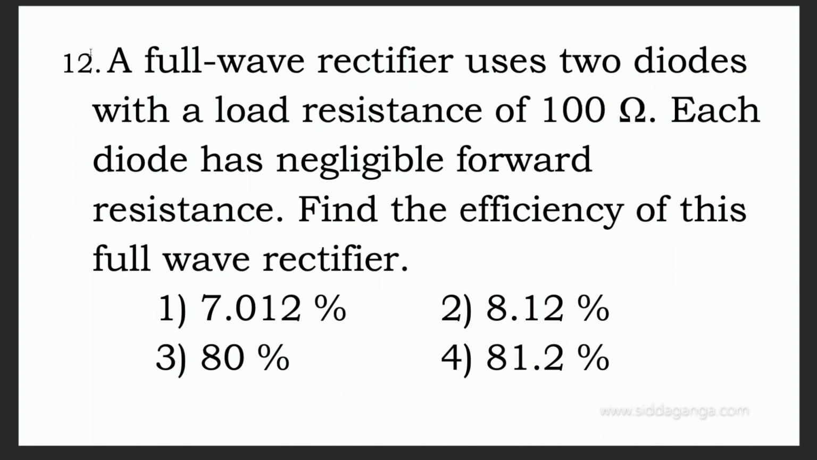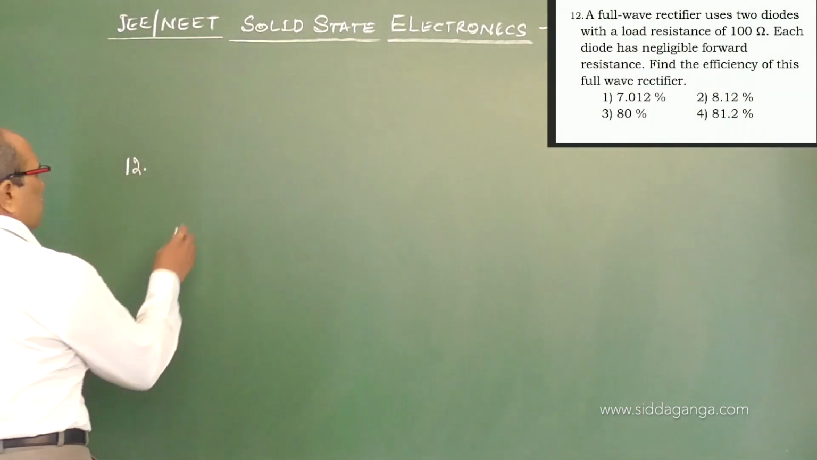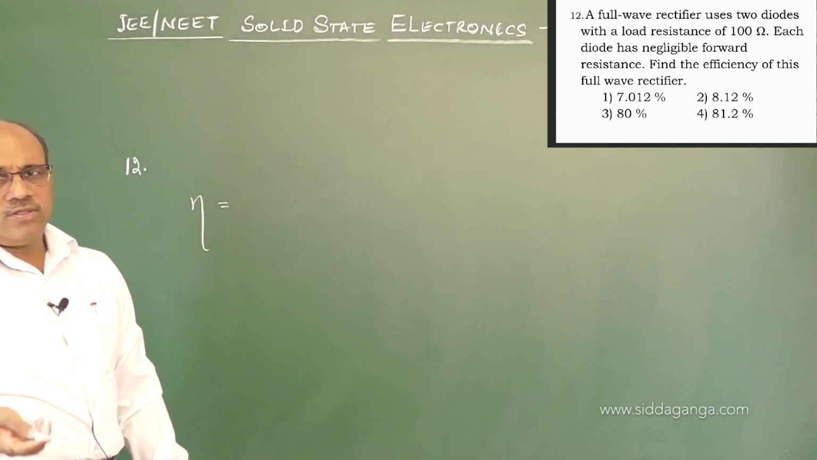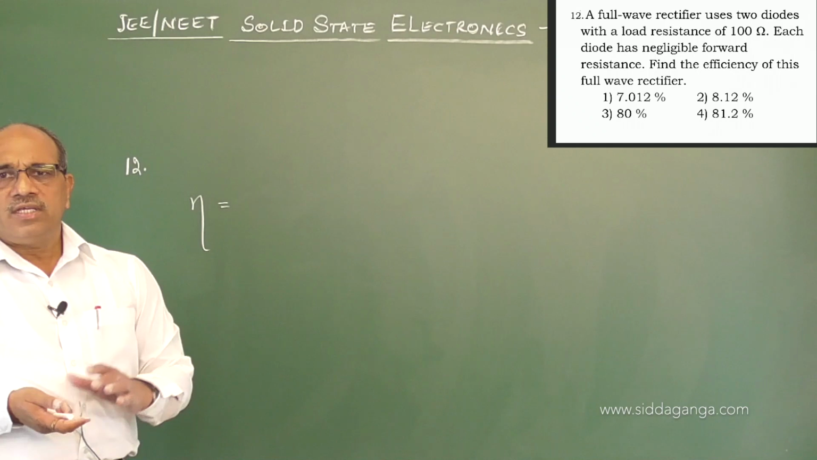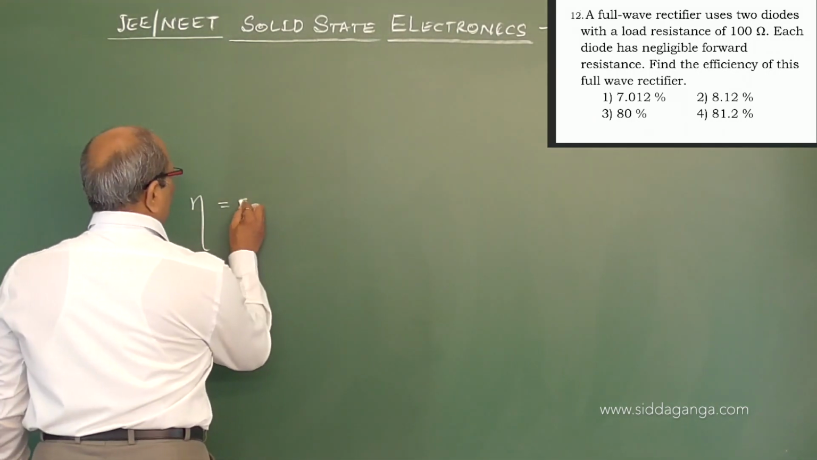A full wave rectifier uses two diodes with a load resistance of 100 ohm. Each diode has negligible forward resistance. Find the efficiency of the full wave rectifier. So directly, the question is about full wave rectifier efficiency. The given full wave rectifier load resistance is 100 ohm. Each diode has negligible forward resistance.